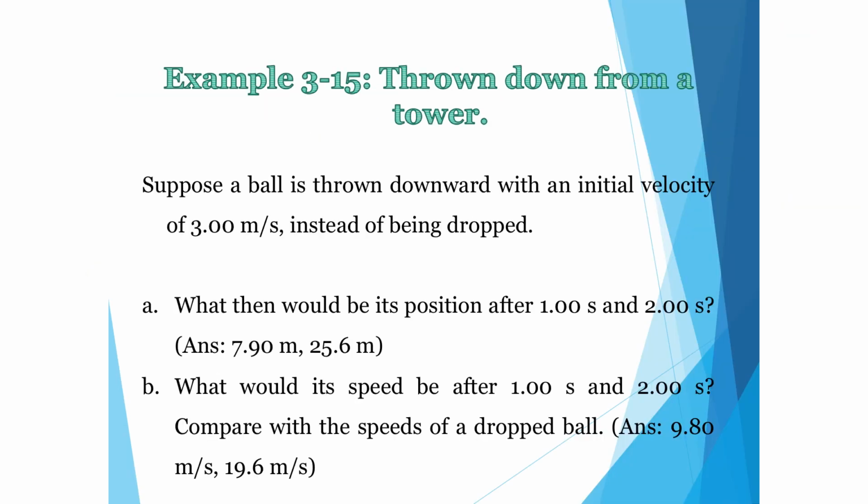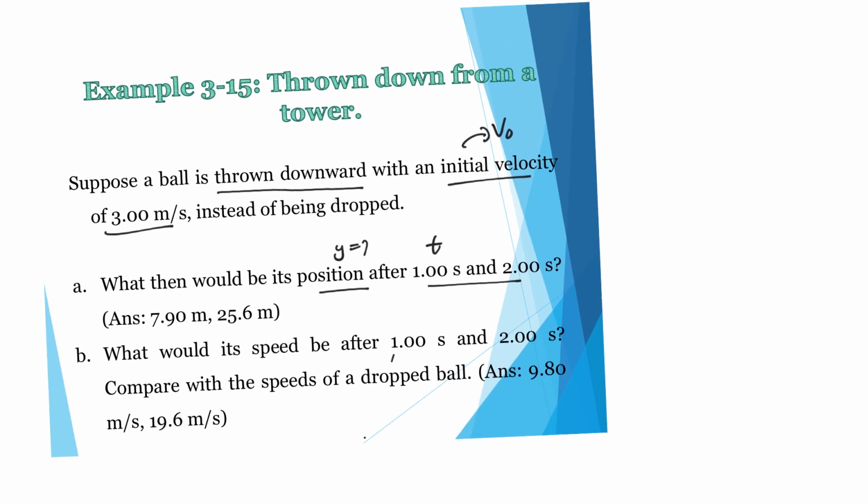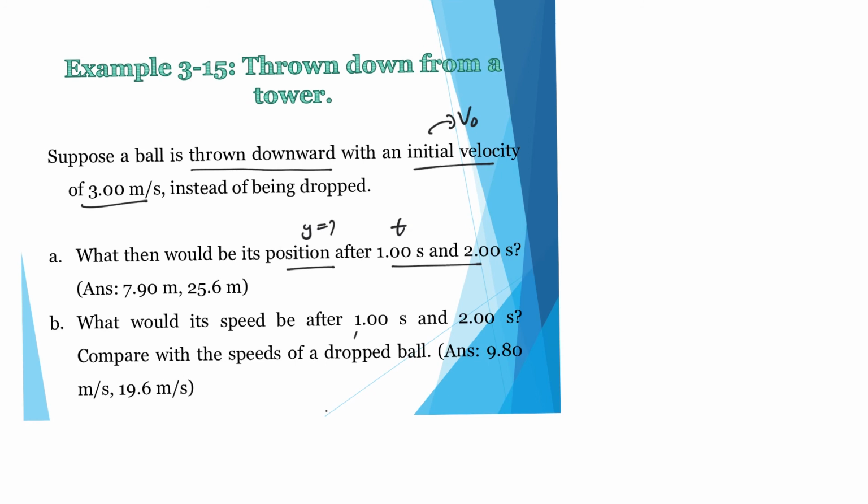Okay, let's proceed to the next one. In front of you, we have another question where the question states that it is thrown downward with an initial velocity of 3 meters per second. So when you throw downward, definitely you have a velocity there. This one is going to be your initial velocity. What then would be its position after 1 second and 3 seconds? So you need to find the final y. Which formula is suitable for this question?